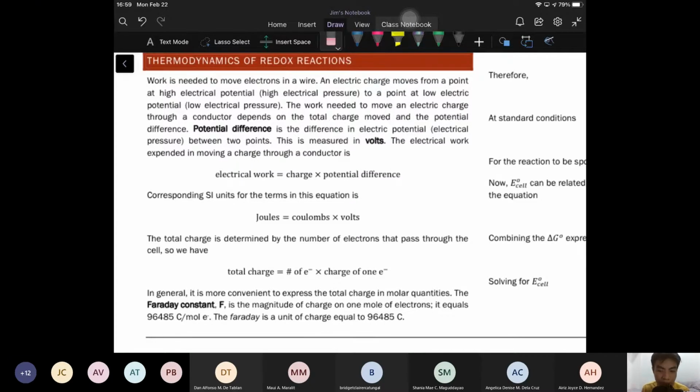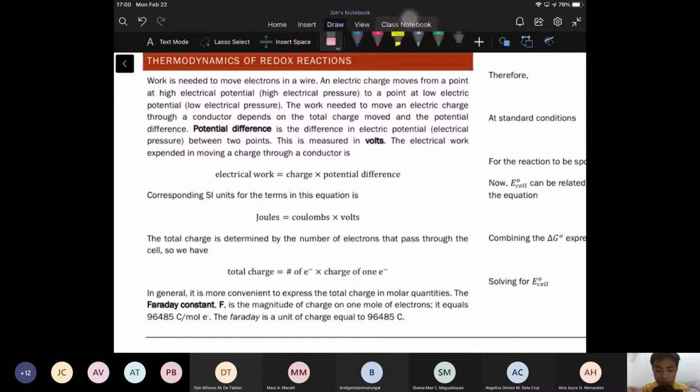Kasi anong gumagalaw sa ating system dito? Ano yung gumagalaw sa electrochem? Yung electrons. Saan siya gumagalaw? From anode, pupunta siya to cathode, no? So that means, as the electron moves around the circuit, no? As the electron moves around the circuit, there is a work involved in that process. No? May work involved sa movement ng electron.